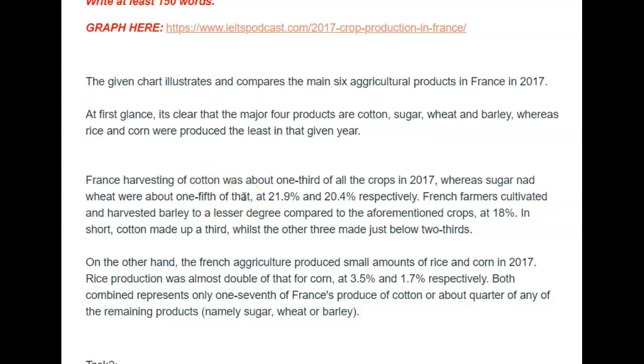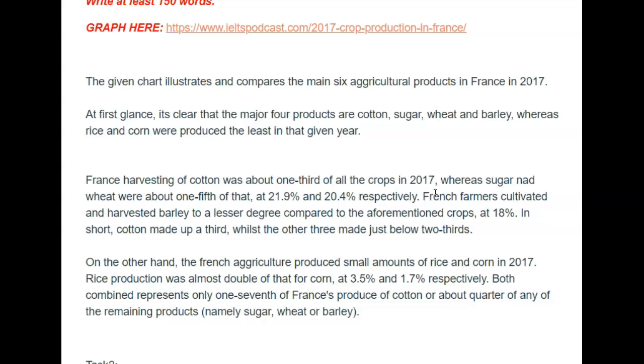So this is just a great example about how pronouns can really betray you and not do what you want them to do. So they don't exactly refer to what you think they are referring to. So let's see if we could have come up with a different way of saying this that would have made it more clear. France's harvest of cotton was about 1/3 of all the crops in 2017, whereas sugar and wheat were about 1/5 each of the total crops at 21.9 and 20.4 respectively.